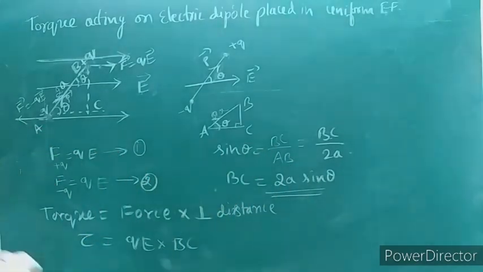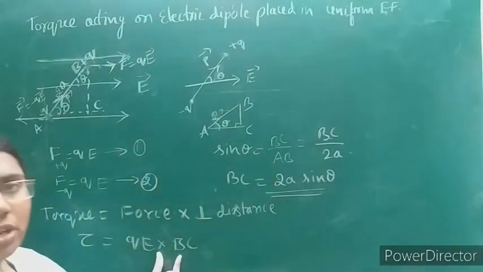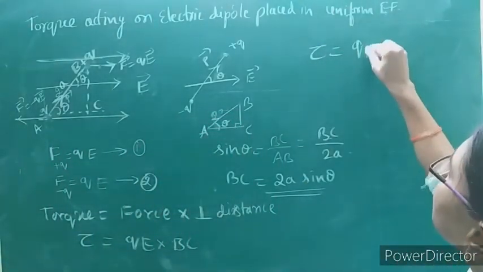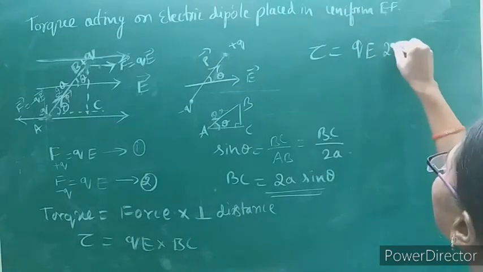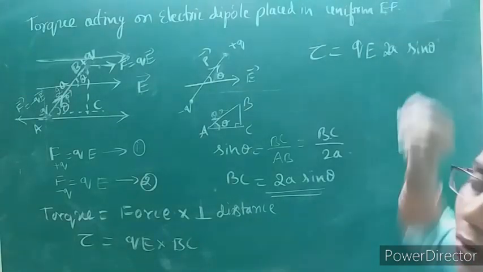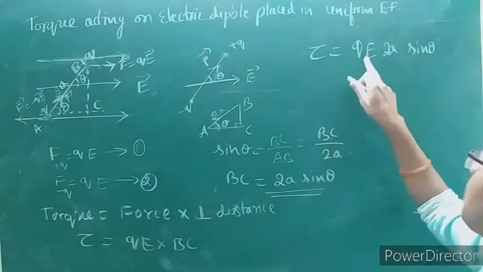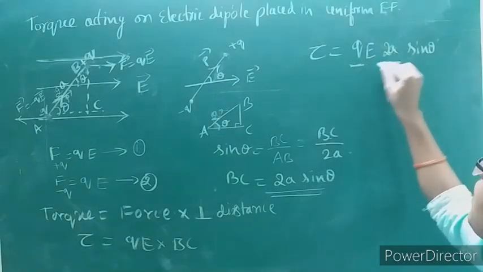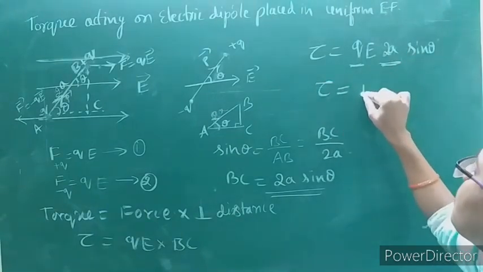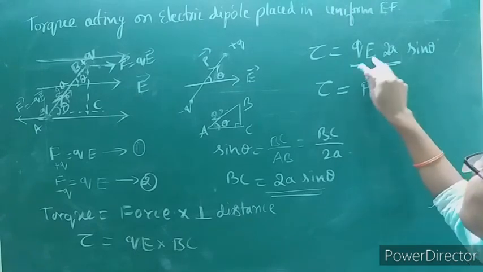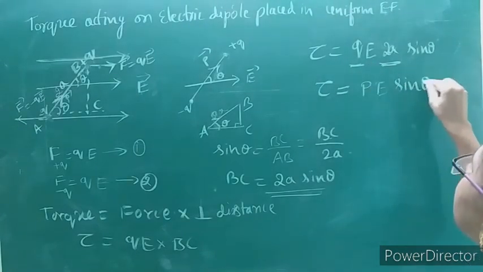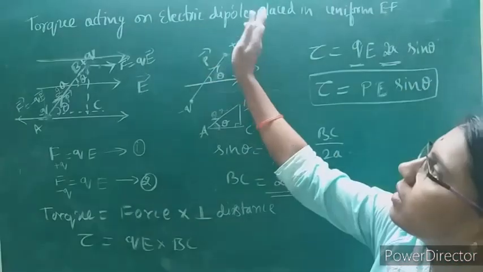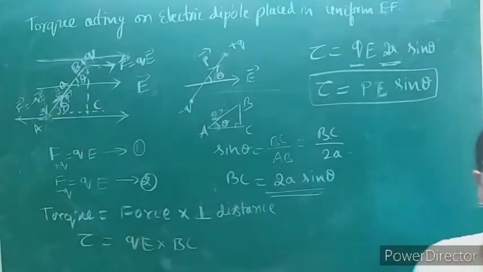Now substitute the value of BC in this equation. So we get torque, that is tau, equal to QE into BC, which is 2a sin theta. We know dipole moment is the product of charge and dipole length. So Q into 2a can be written as the dipole moment P. So we write P into the remaining E sin theta. This is the expression for torque acting on an electric dipole placed in a uniform electric field.